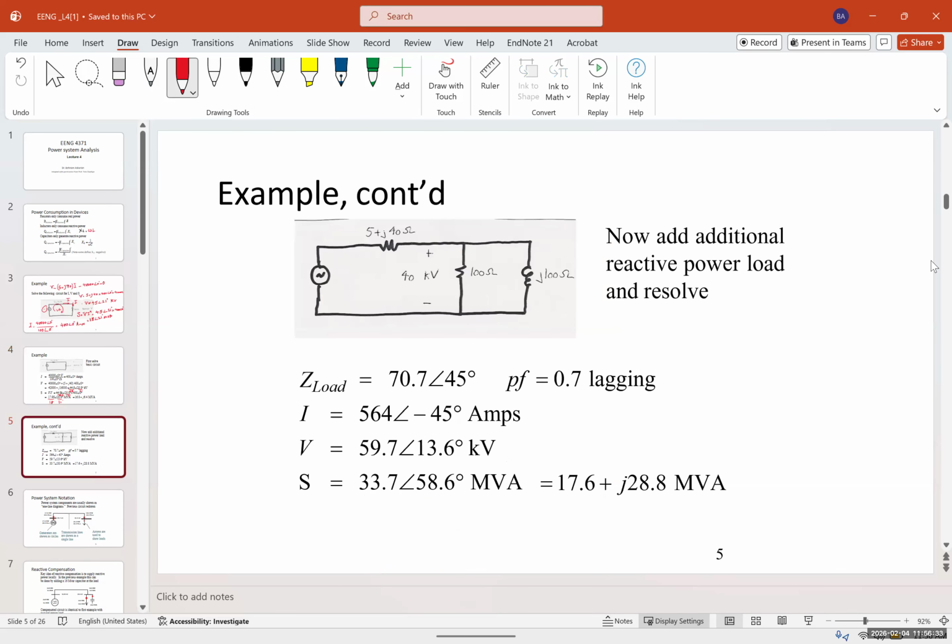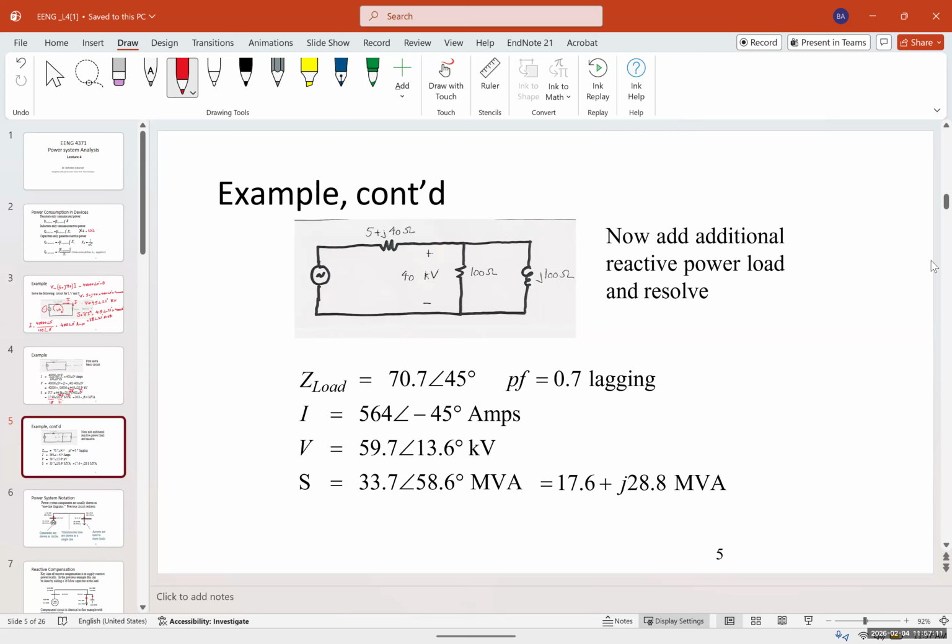Now, if we want to add additional reactive power load and solve it again, imagine we add an inductor in parallel with our resistor. This inductor has inductance with impedance j100. Now, what happens to the load? The load that we have is a combination, and it's parallel.